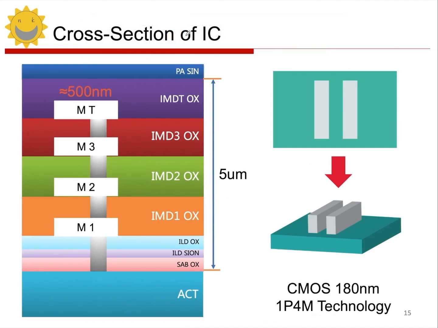Next, I want to introduce the cross-section of the IC to show its 3-dimensional structure. The IC layout is a multi-layer process, and these layers form the chip's 3D structure. Let's examine the cross-section to understand this. This is a 180 nanometer CMOS process, EP4M technology. P stands for polysilicon and M for metal, indicating 1 polysilicon and 4 metal layers.